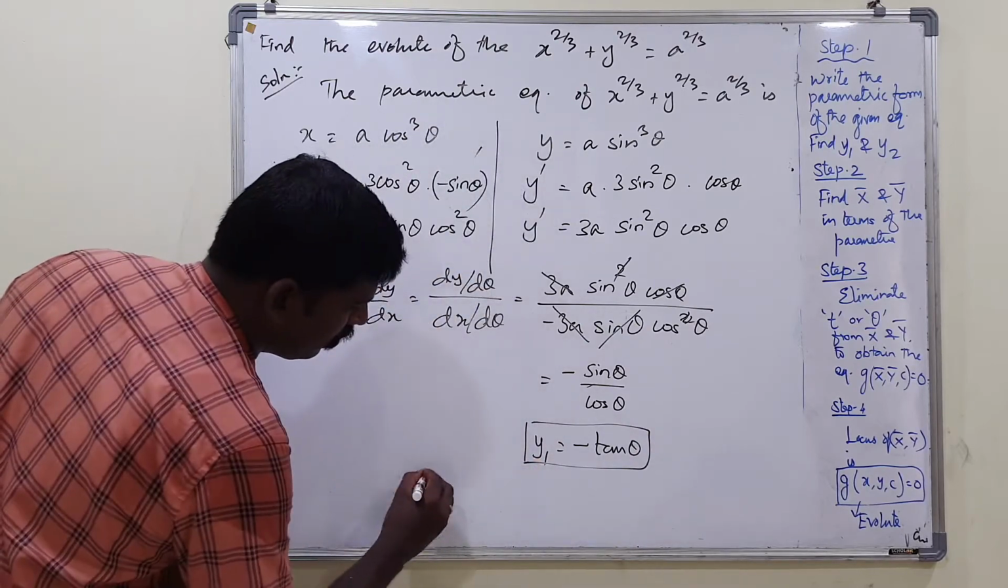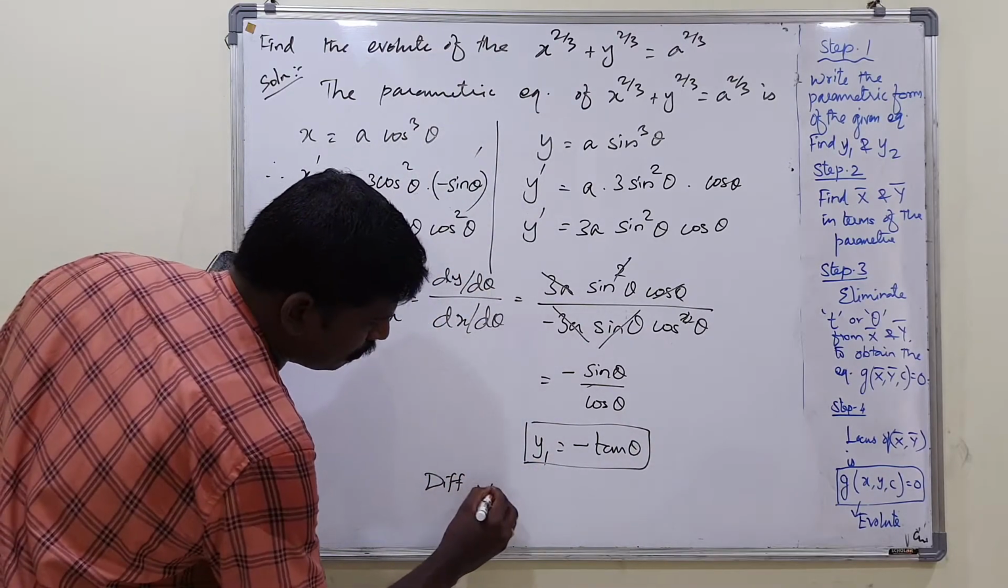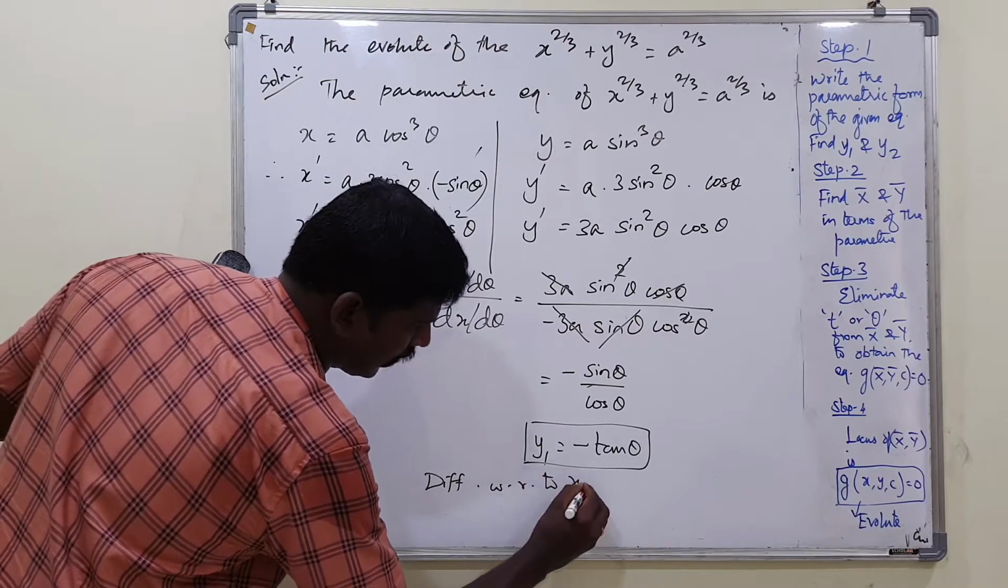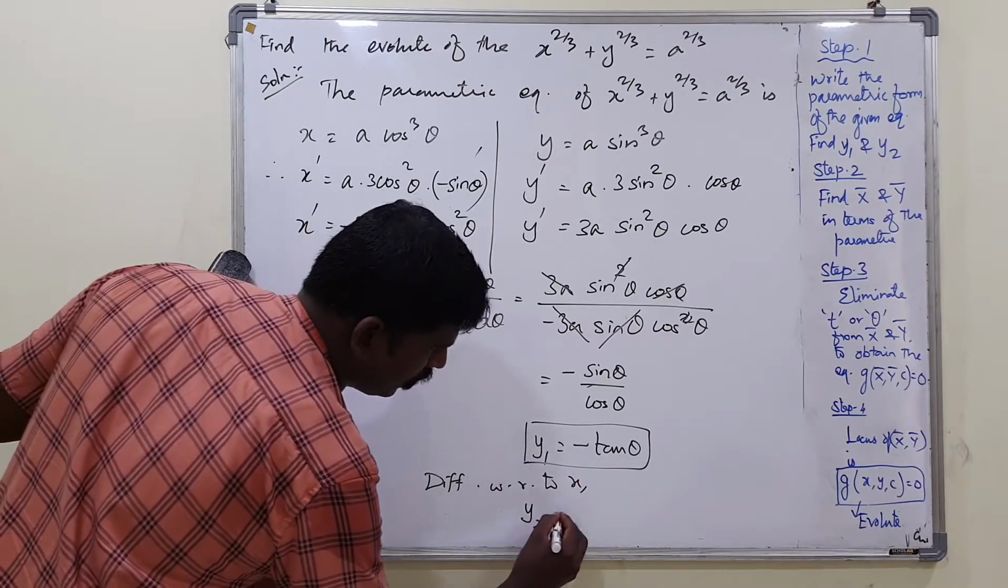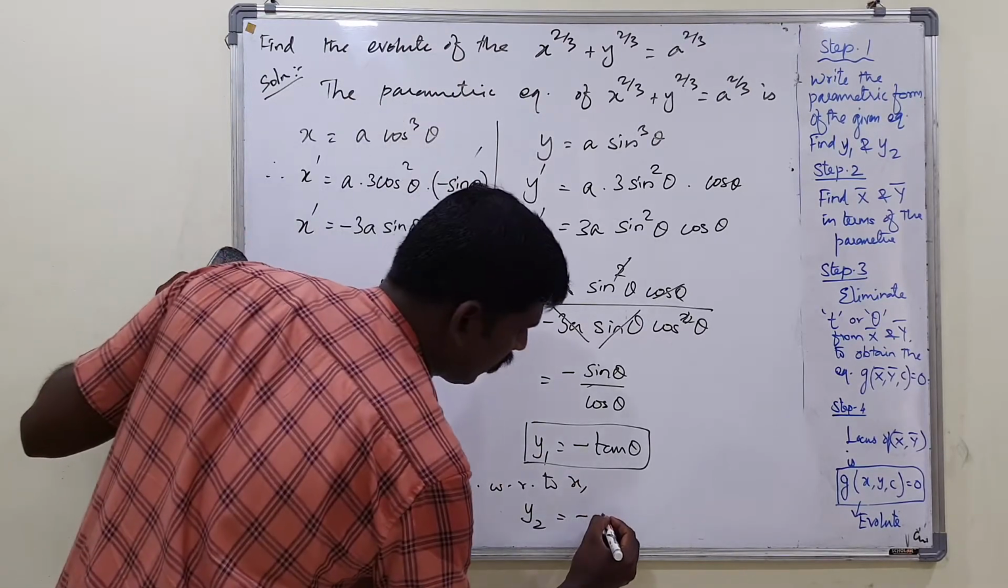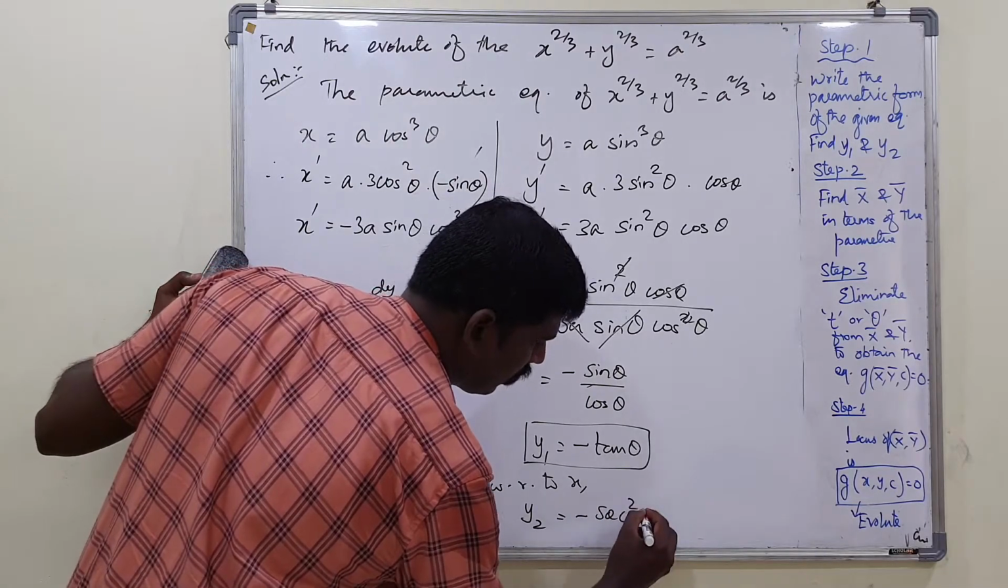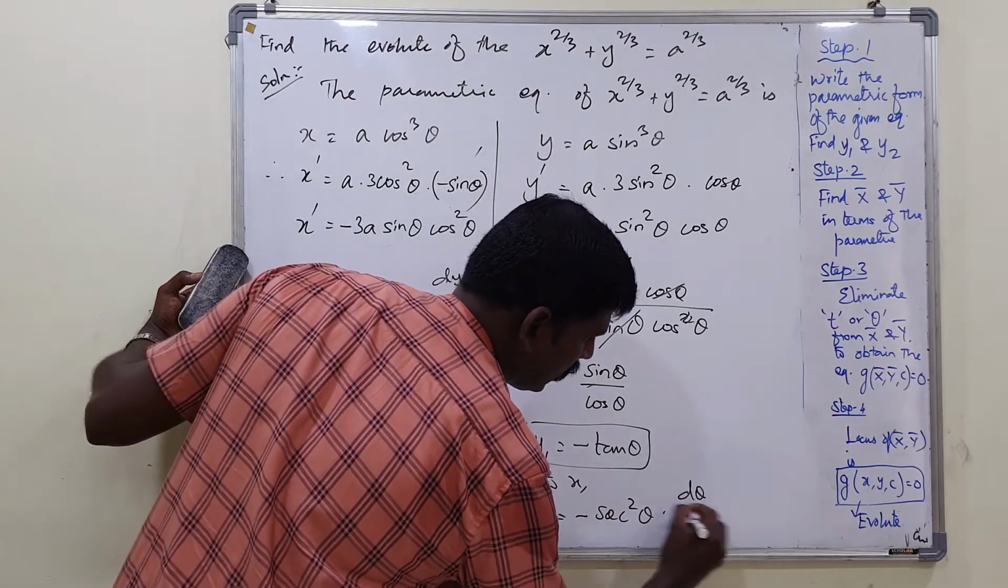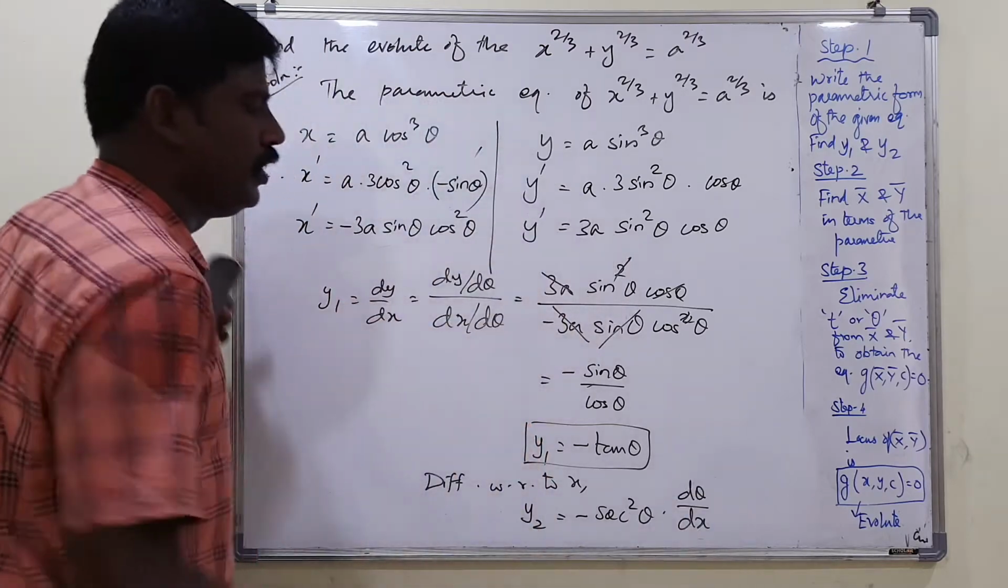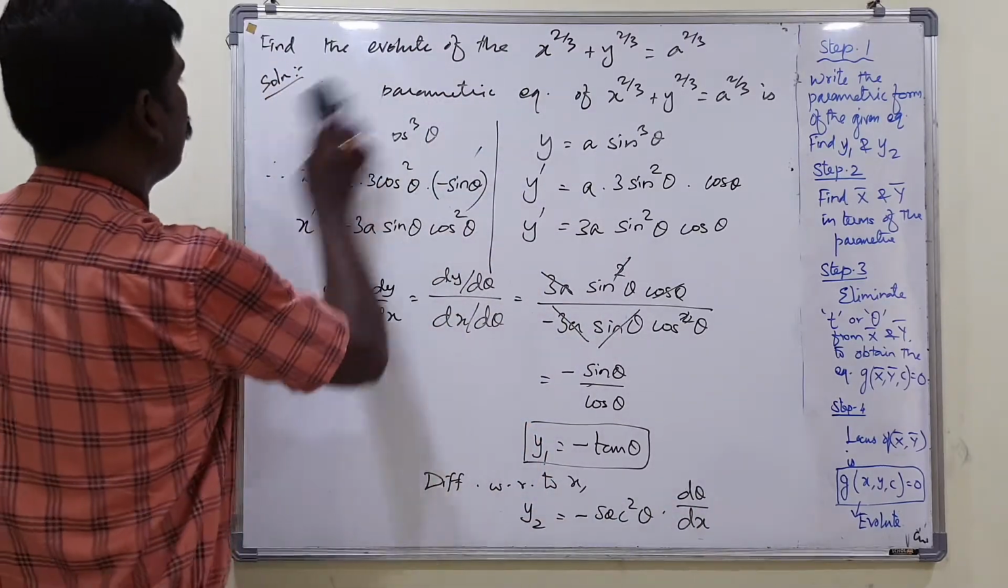Taking derivative with respect to x, y1 becomes y2 equal to minus derivative of tan theta, which is secant square theta, into d theta by dx. Derivative of theta with respect to x. Okay.